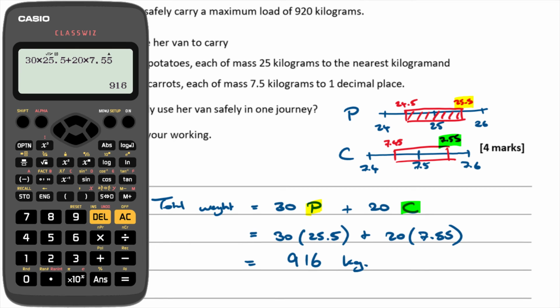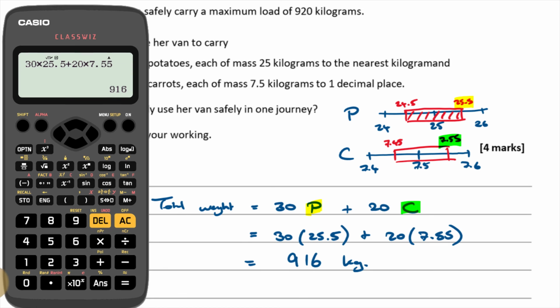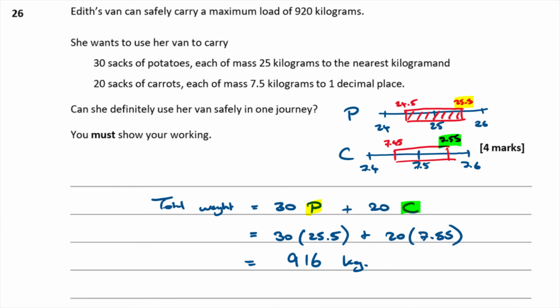Okay, so if in the worst case scenario each of those bags were at the very upper limit of what they could possibly be, then still it's less than the 920 kilograms that she can carry in the van. So my answer would be yes, she can safely carry in one journey.